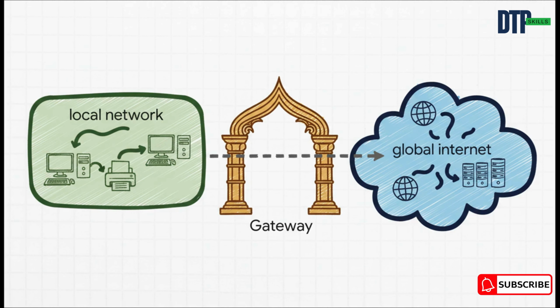A bridge connects two similar networks. A gateway, though, connects two completely different networks that use totally different rules or languages. It acts as a universal translator and is the main entry and exit point, allowing your home network, for example, to connect to the entire global internet.